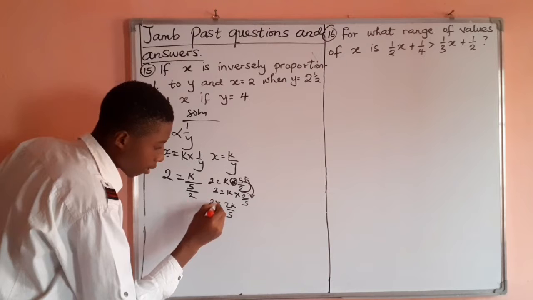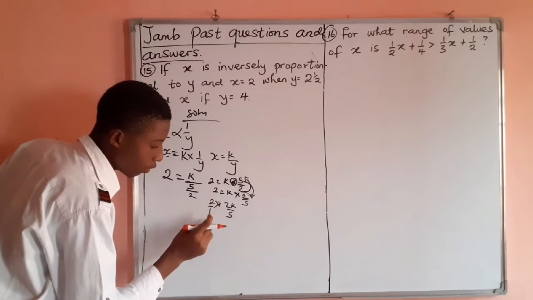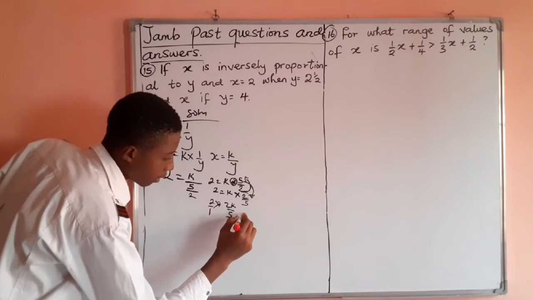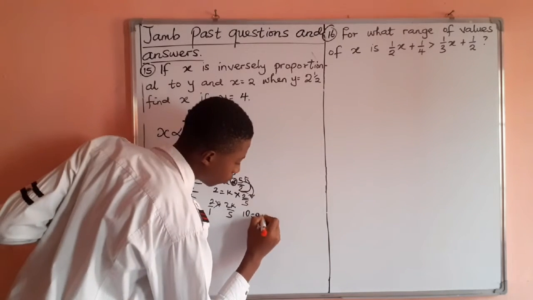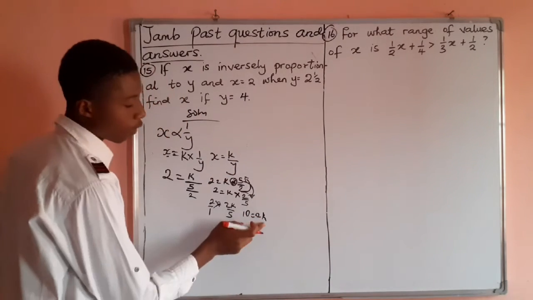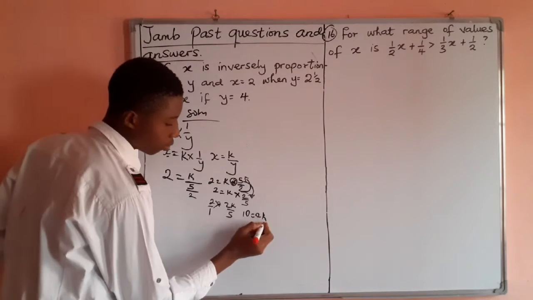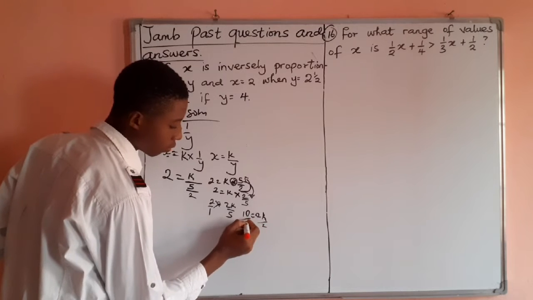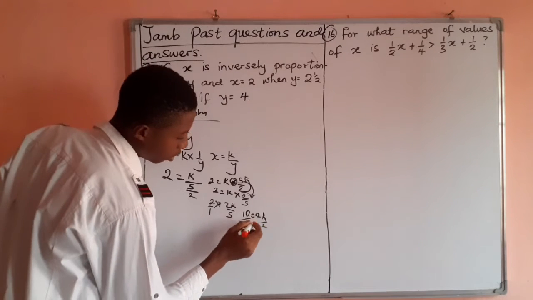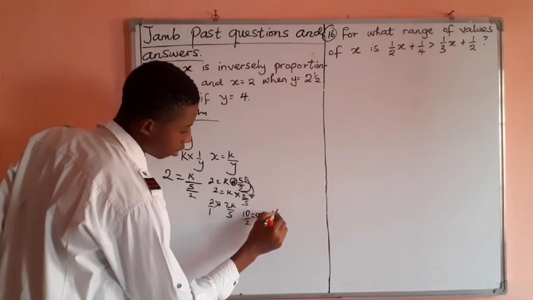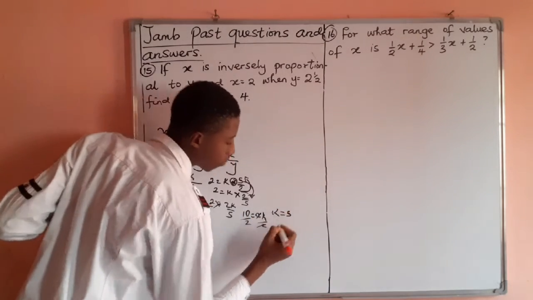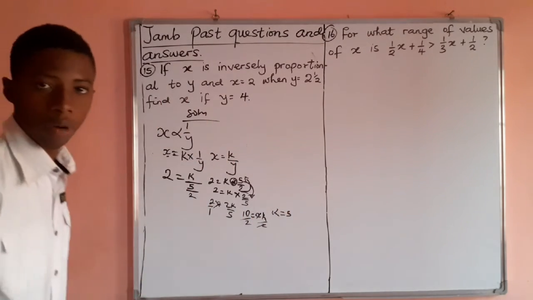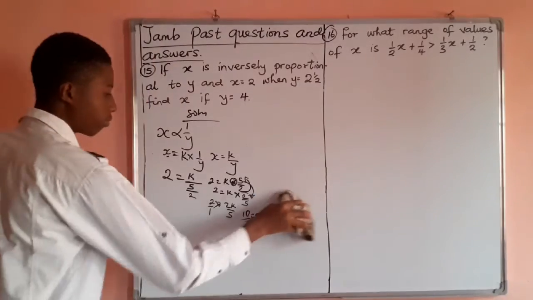You cross multiply. Cross multiplying will give us 5 times 2 is what? 10 equals to 2k times 1 is what? 2k. You divide both sides by the coefficient of k, which is 2. This will be giving us k is equals to 10 divided by 2 is what? 5. Alright, let's get back to our equation where we were.